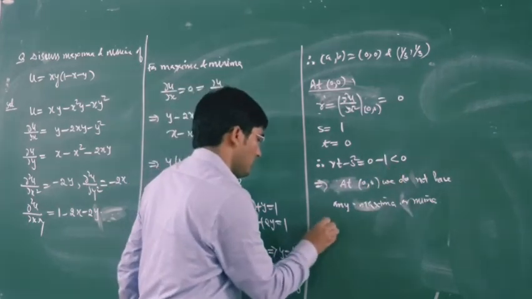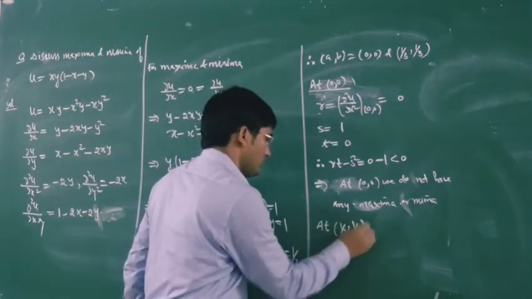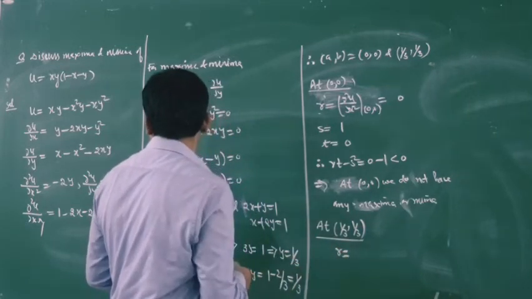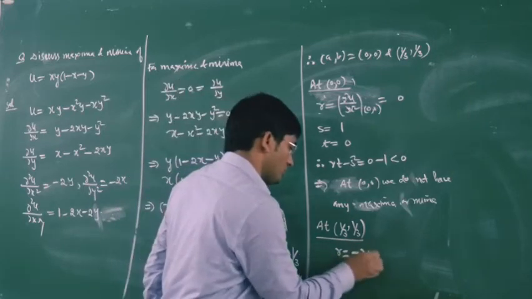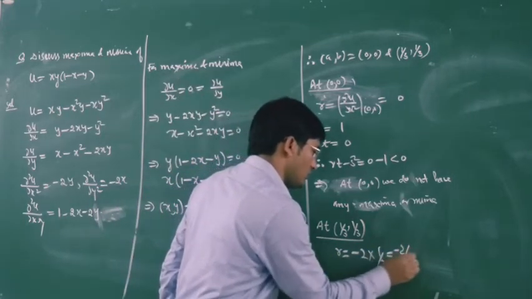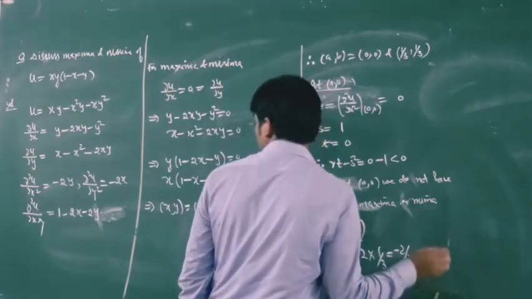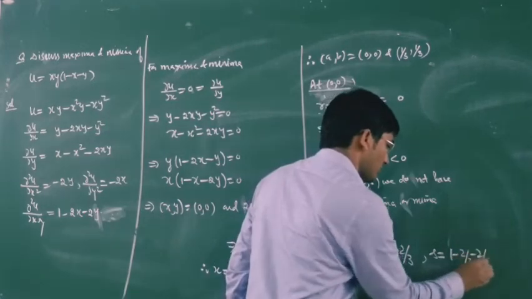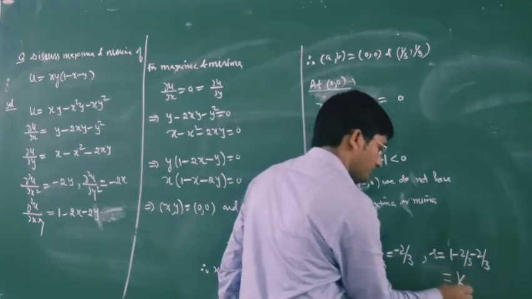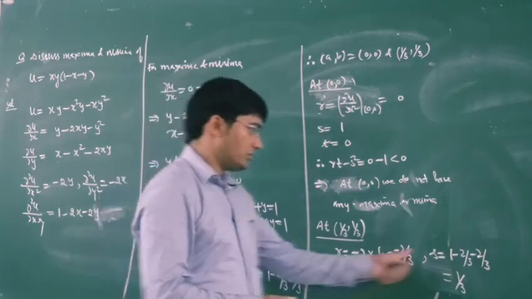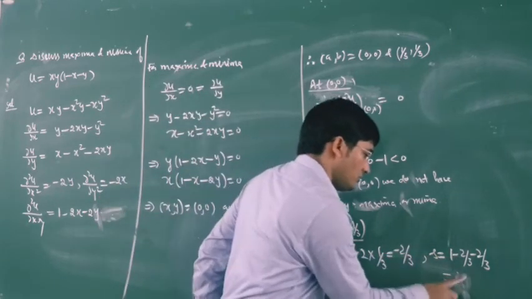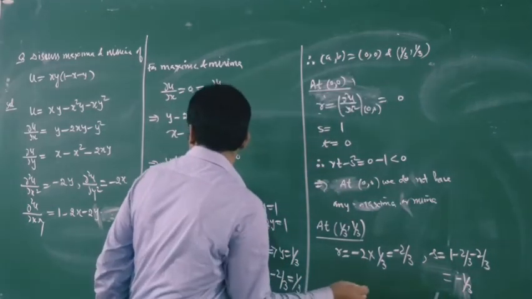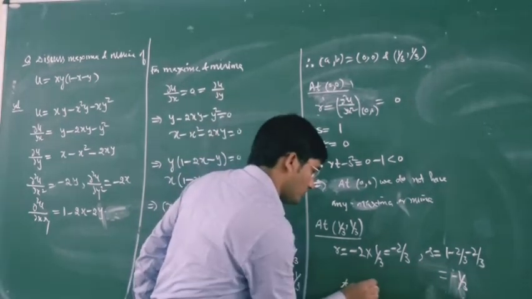Now at 1 by 3, 1 by 3, your R is minus 2 into y, that means minus 2 into 1 by 3. So this is your minus 2 by 3. Your S is 1 minus 2x minus 2y. So this will be 1 minus 2 by 3 minus 2 by 3. This will be 1 minus 4 by 3, so this is your minus 1 by 3. And your T is minus 2x. Again, this will be minus 2 by 3.